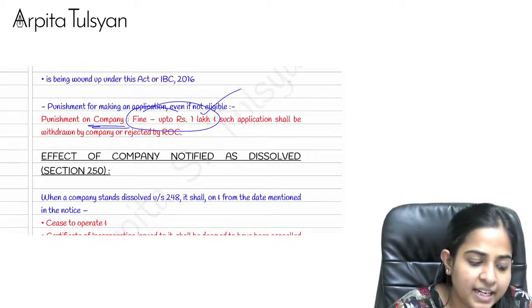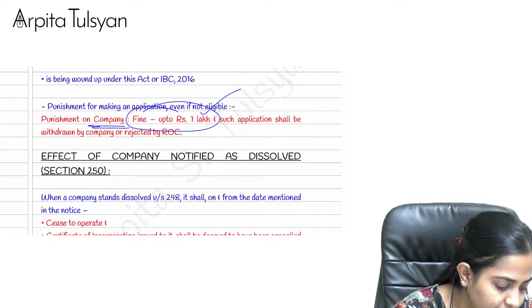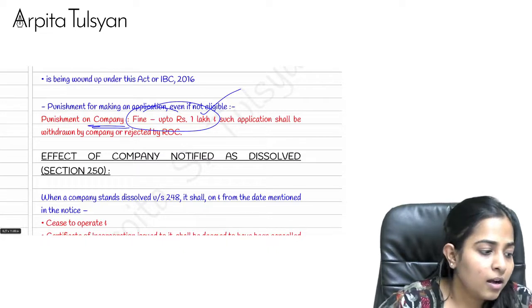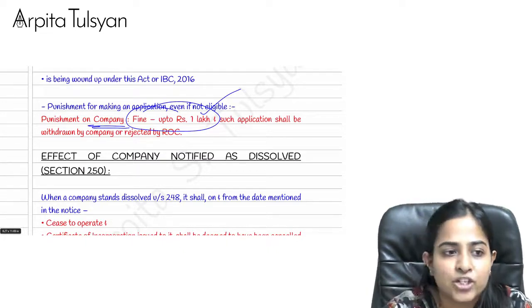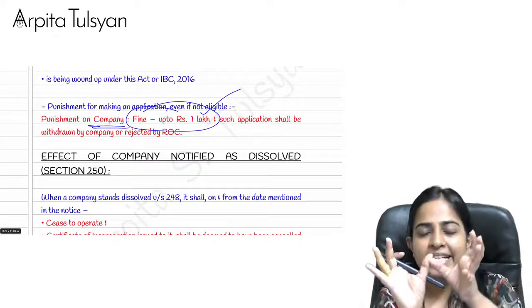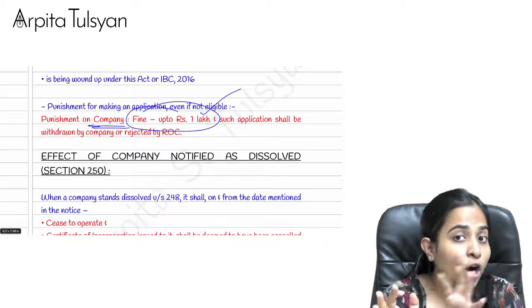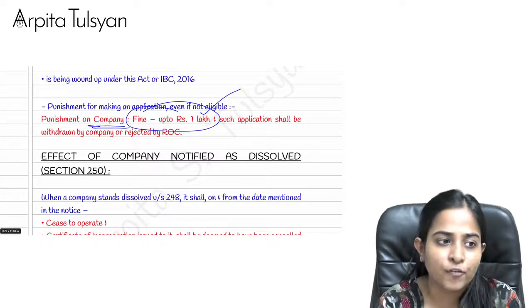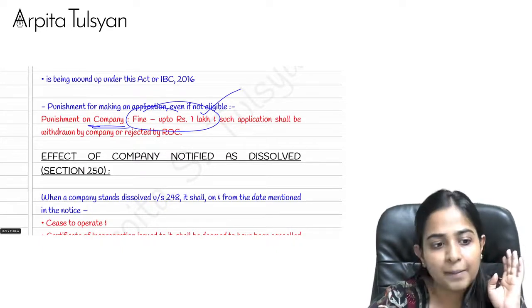Very, very clear with this, everyone? I hope you are very clear with this. So this was all about your section number 249, which was an exception to section 248(2), where the company cannot make an application to the ROC for suo moto striking off of the name for a period of 3 months.